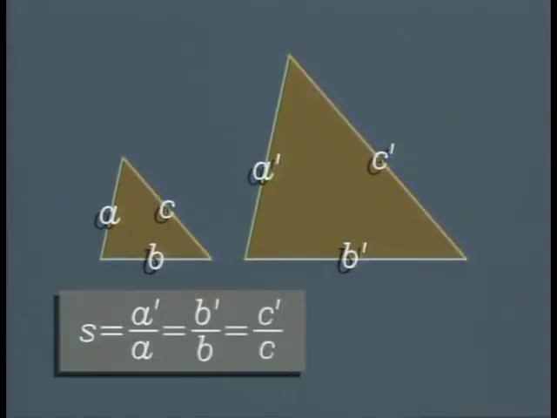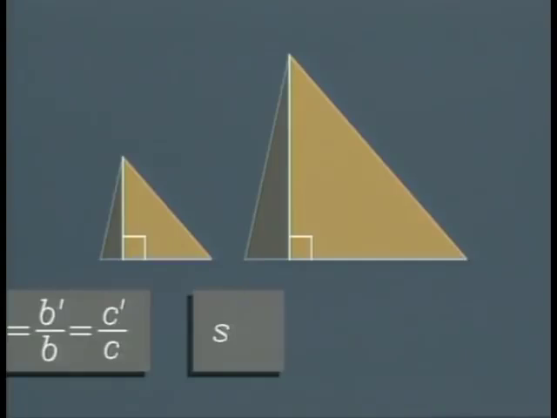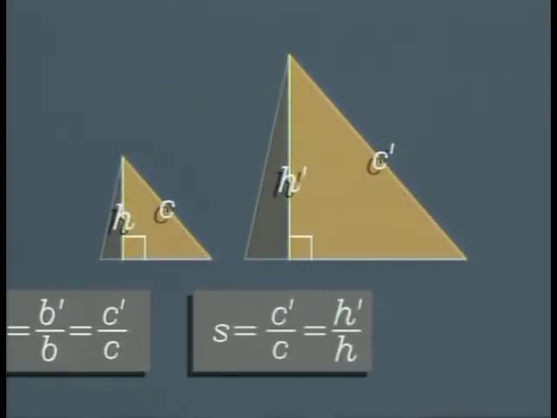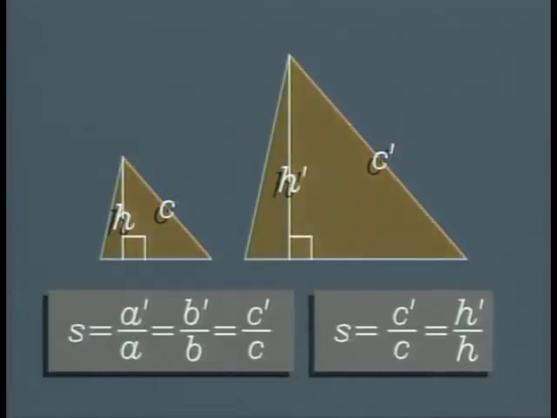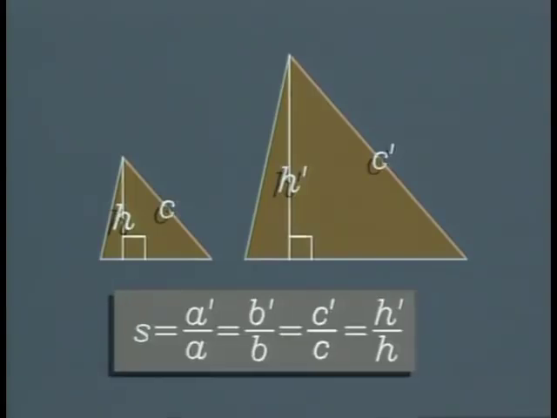For example, look at corresponding altitudes of these 2 similar triangles. Each altitude divides the original triangle into 2 right triangles. These 2 right triangles are similar, with the same scaling factor as the original triangles, so corresponding sides have the same ratio. Therefore, the altitudes have the same ratio as the lengths of the corresponding sides.